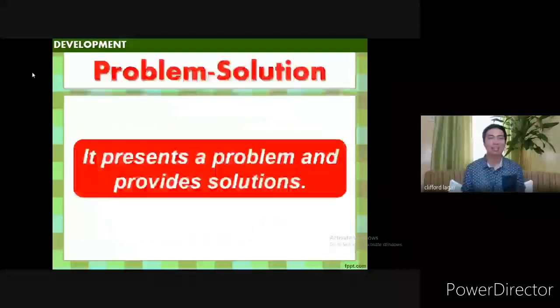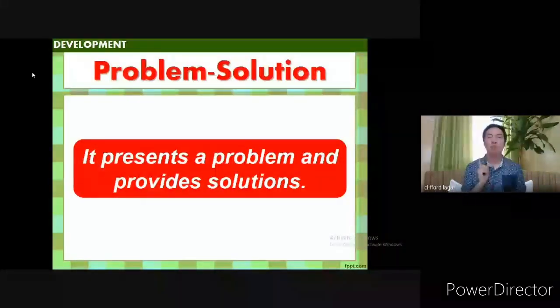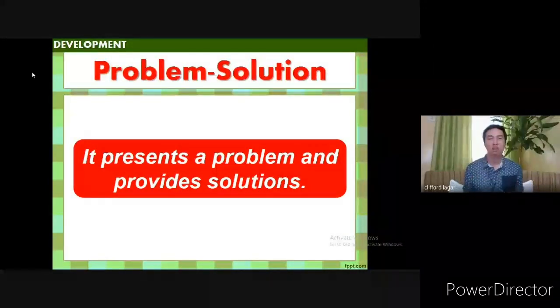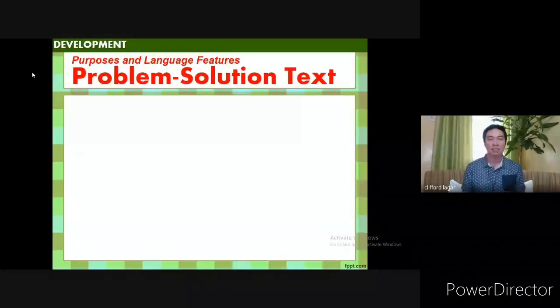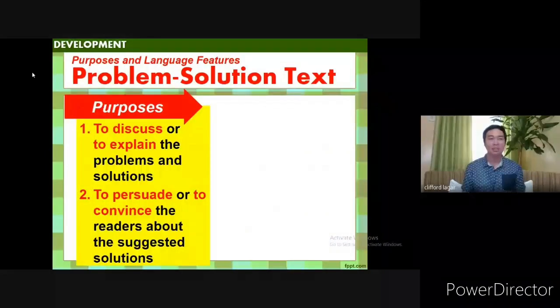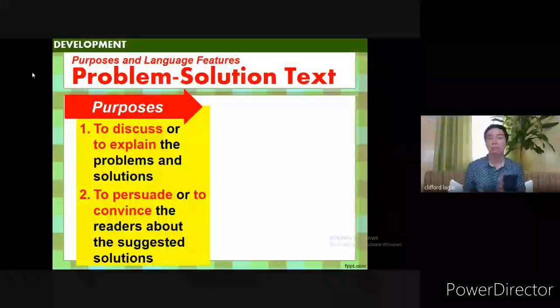Okay, now, let's discuss problem solution. So one thing to remember about this key structure is that it presents a problem and provides a solution. And so this text has purposes. Number one, to discuss or to explain the problems and the solutions. Number two, to persuade or convince the readers about the suggested solutions.